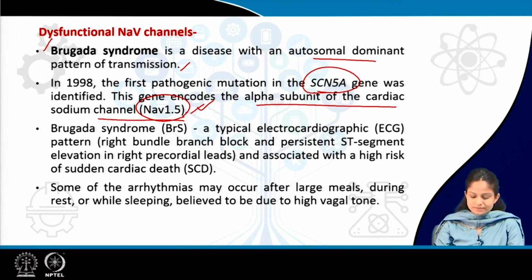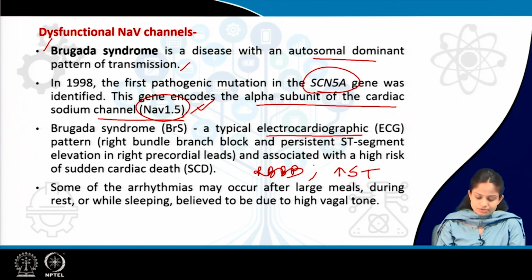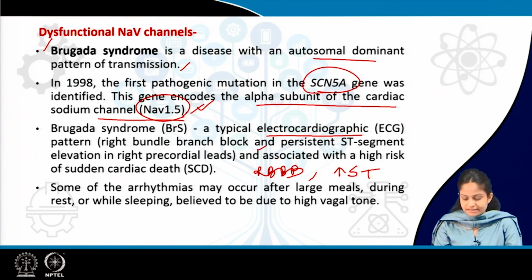and it presents with a typical ECG pattern with a right bundle branch block and a persistent elevated ST segment at the right precordial leads. So, we have the right bundle branch block and the persistent ST segment elevation in the right precordial leads, which usually leads to sudden death. Now, these terms we will further describe in the upcoming lectures, when we study electrocardiography in detail.